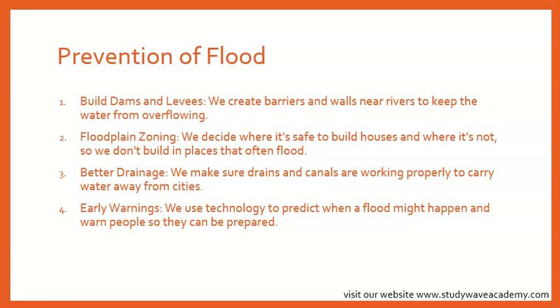Early warnings. We use technology to predict when a flood might happen and warn people so they can be prepared. Okay? Using technology to provide advance notice of flooding. Do we understand that? Use technology to warn people about possible floods. So these are the possible ways flood can be prevented. Okay? Do we understand that?